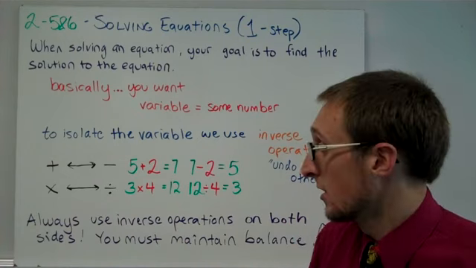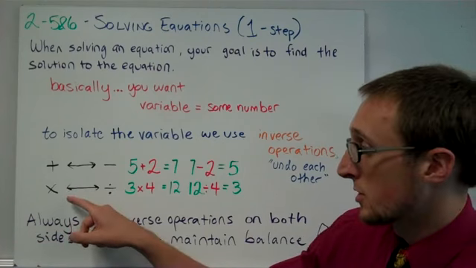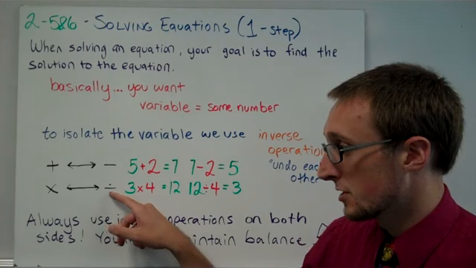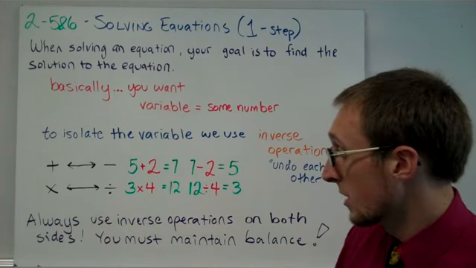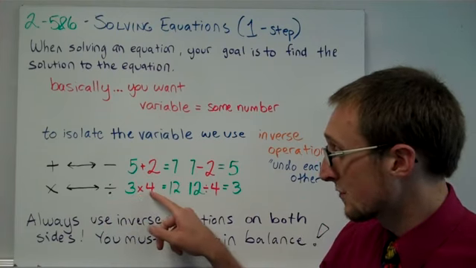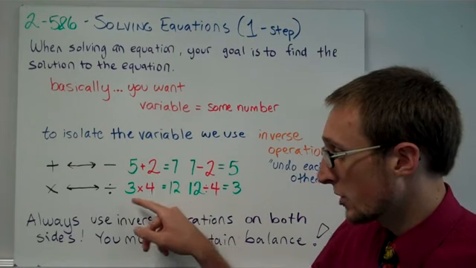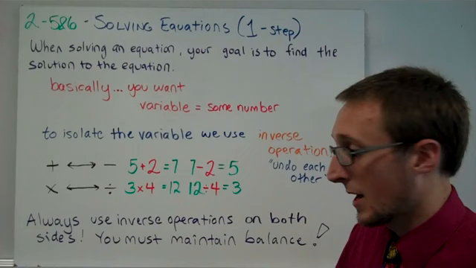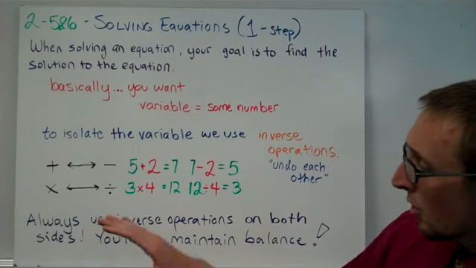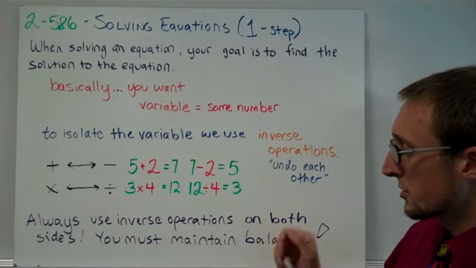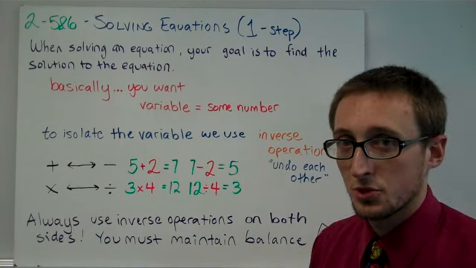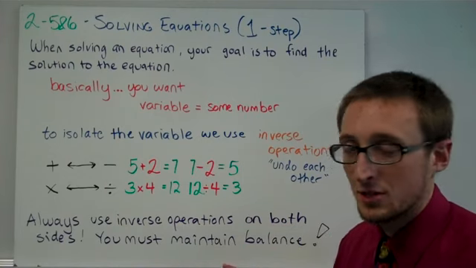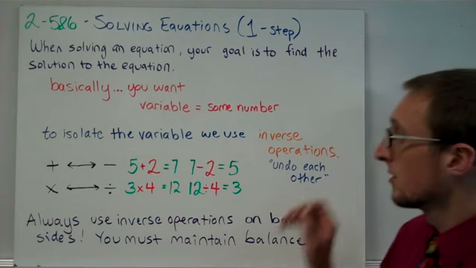Another pair of inverse operations would be multiplication and division. Multiplying undoes division and division undoes multiplying. For example, if I have 3 times 4, it equals 12. And if I want to go back to 3, well, I would divide by 4. Let's get back to 3. We're always going to be using inverse operations on both sides of the equal sign. You must maintain balance. Okay? You must maintain balance.